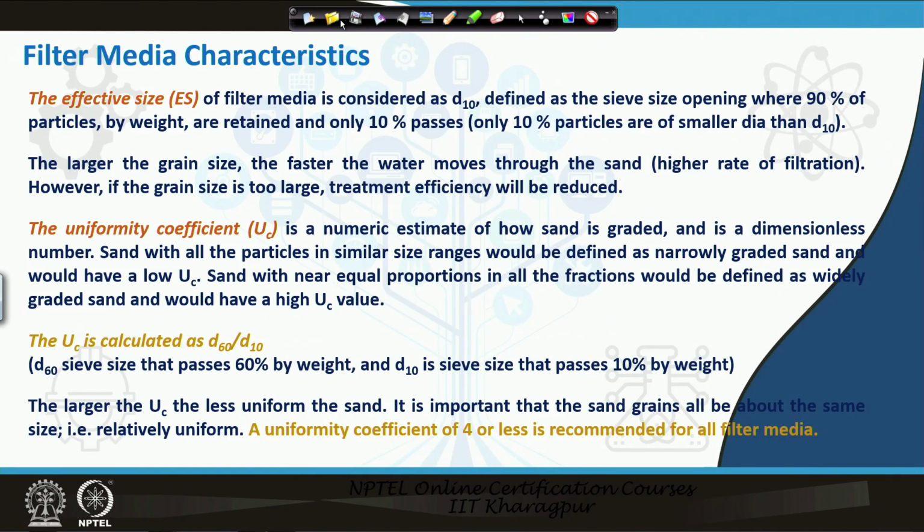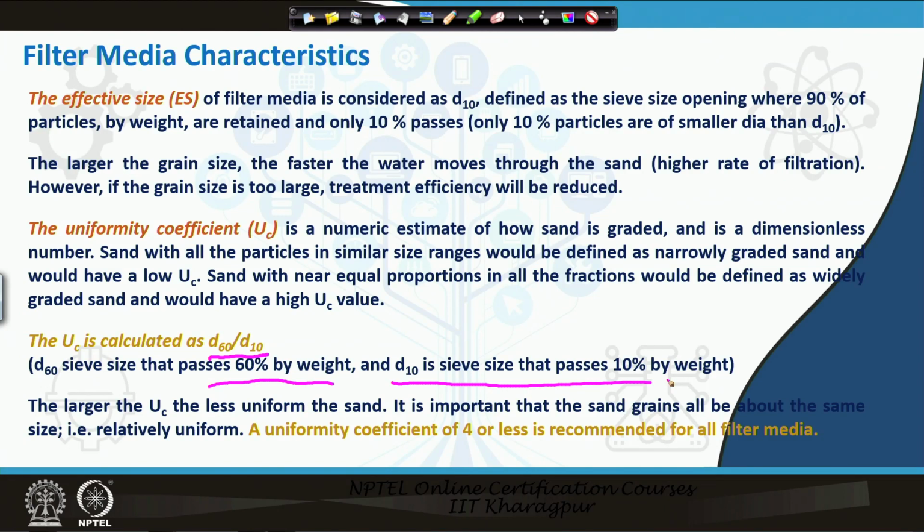Then the other parameter is uniformity coefficient. This uniformity coefficient is a numeric estimate of how well graded the sand is. So, it is actually a ratio of D60 by D10. Now, D60 again means the size at which 60% of particles have passed by weight, and D10 is the size at which 10% of particles have passed by weight. So, it is a dimensionless number of these two sizes.